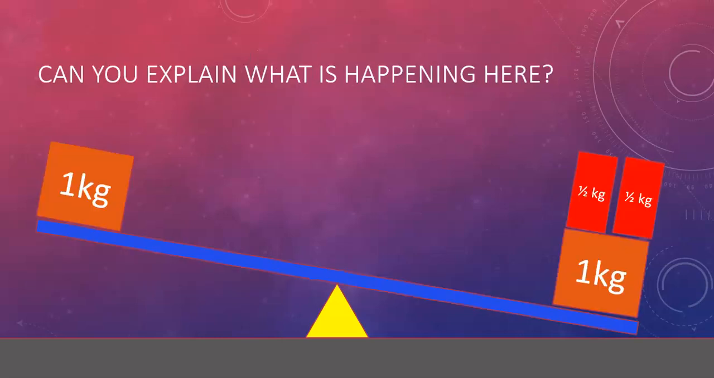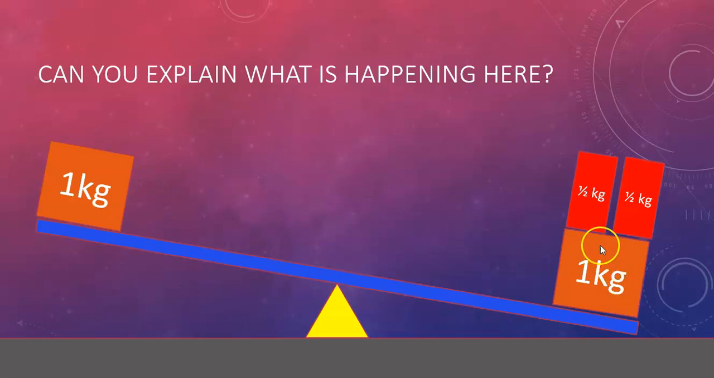Is this seesaw balanced? Have a look at the picture and see if you can explain it. Each side of the seesaw has got 1 orange block. This orange block equals 1 kg. This orange block on the right-hand side also equals 1 kg.